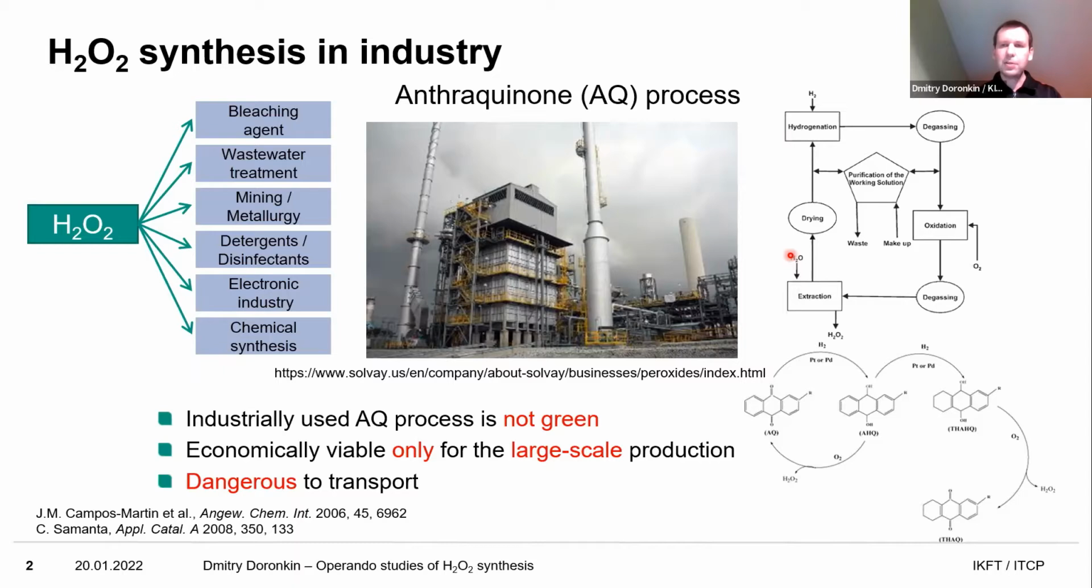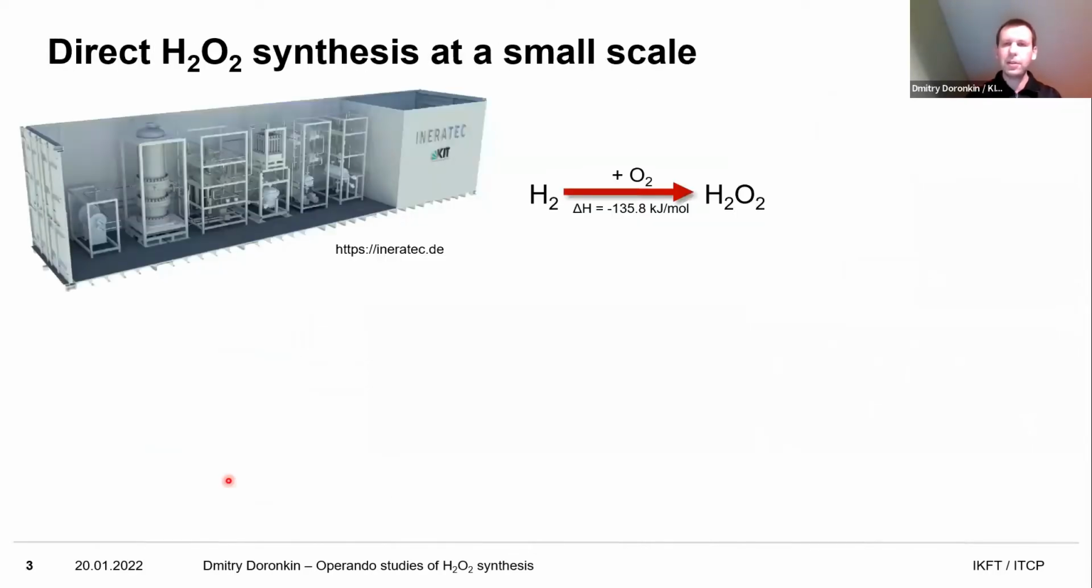And you will probably be surprised if you try to Google, say, train accident and hydrogen peroxide, by how many hits you will find. So it's really a dangerous commodity chemical if we talk about transport. So we need an alternative. An alternative would be a way to synthesize hydrogen peroxide at a small scale directly at the point of use, for example, in containers like that. That works if you just mix hydrogen and oxygen, dissolve them in a liquid phase, and pass over the catalyst. So you can get hydrogen peroxide indeed.